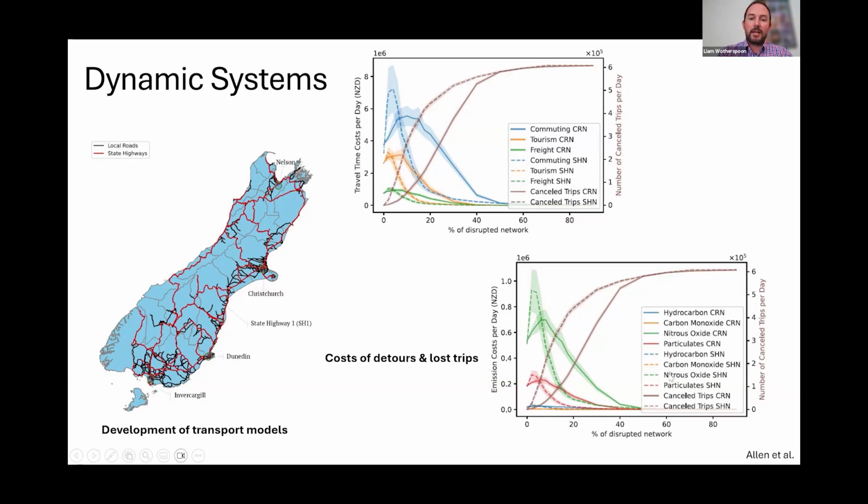For example, the emissions costs. And we're also looking at maintenance and other aspects of costs when we have to shift traffic to different parts of the network. And this is now also being used across about 500 different earthquake scenarios to understand what those implications are in that broader context. So you can really delve into quite a lot of detail when you have some of these dynamic representations of these systems.